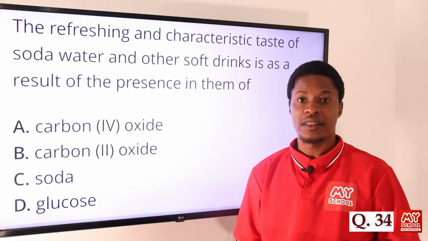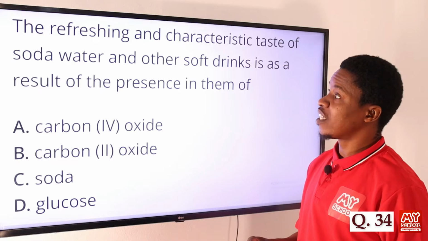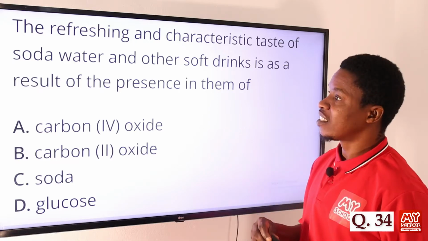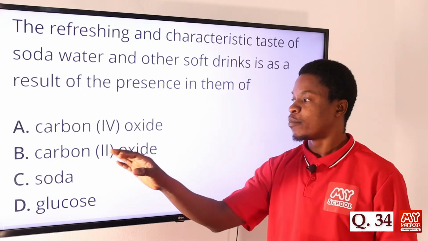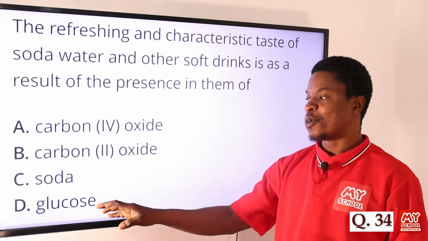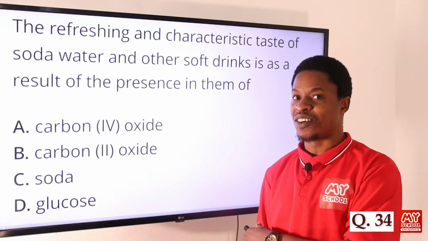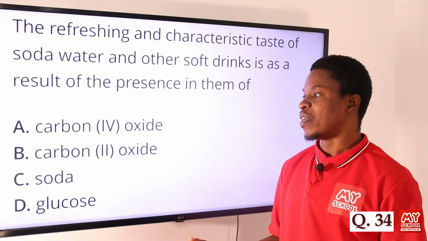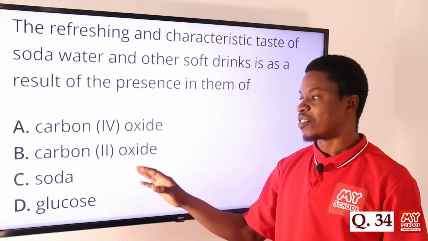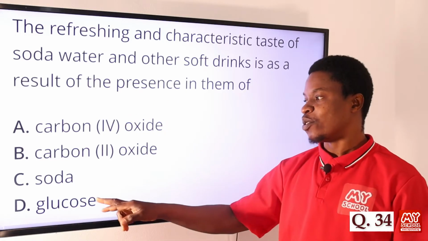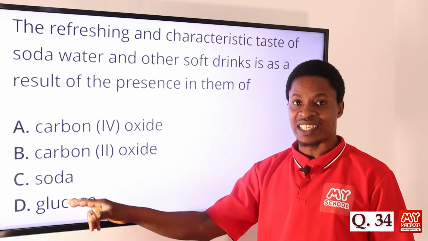Let's move on to question number 34. The refreshing and characteristic taste of soda water and other soft drinks is as a result of the presence in them of what? Carbon dioxide, carbon trioxide, soda, and glucose. Usually, we refer to soft drinks as carbonated drinks, so which means that it has some content of carbon. So by elimination method of these options, if it is a carbonated drink, it cannot be soda and it cannot be glucose. So options C and D are stricken off.